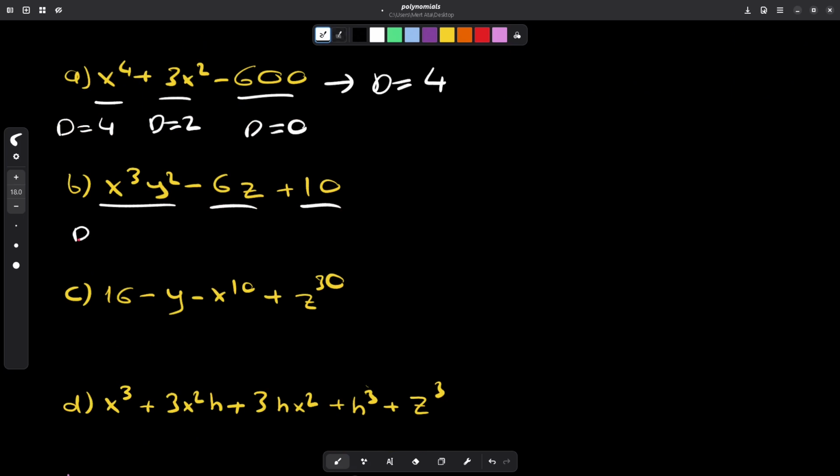Three terms again. Degree of the first term, 3 plus 2, 5. If it's multiplied, we have to add the powers. Degree of the second term is 1. Degree of the last term is 0. Therefore, the degree of this polynomial is 5.